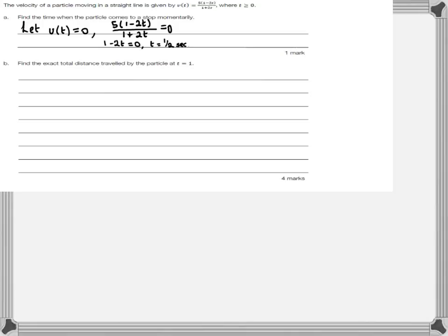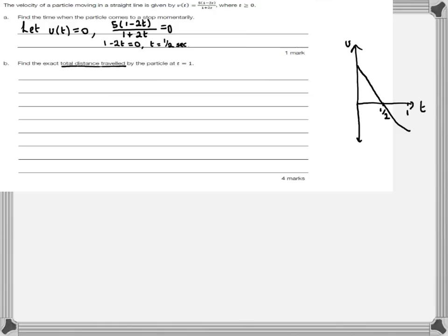Okay, straightforward, that one. Now, I want to bring your attention to a little bit more about this function and its graph. So, the job is to find the exact total distance of this particle at t equals 1 second. Now, first off, let's try and explore what this graph looks like. If you do this on the CAS and do it as a graph from 0 to 1, and zoom in, it'll look a little bit like that.